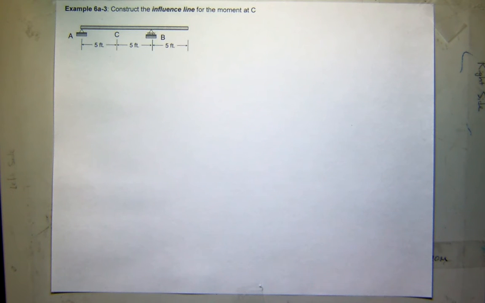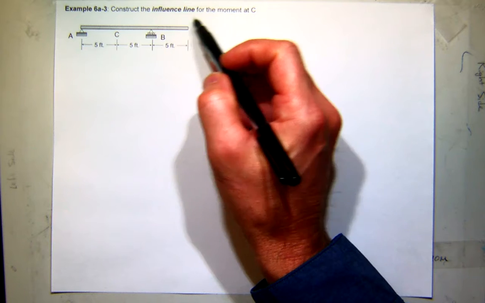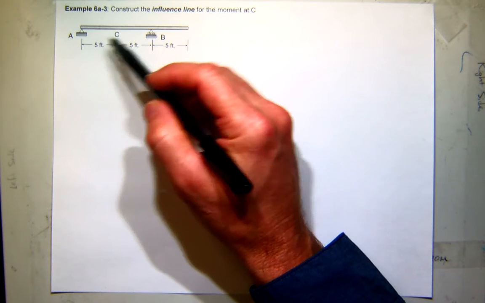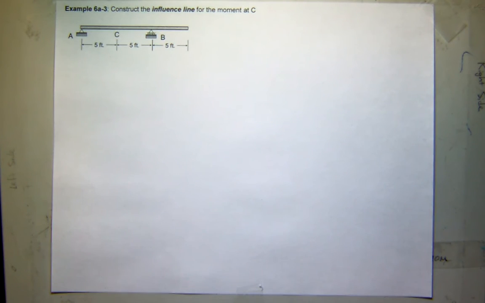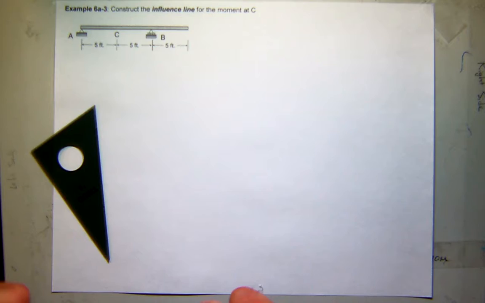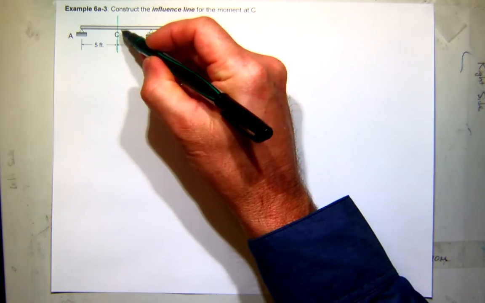All right. So let's work this problem. This is going to construct the influence line for the moment at C. C right here is in mid-span of this, and then we have an overhang. So our previous strategy has been to imagine the structure cut, and we're going to get the moment there.